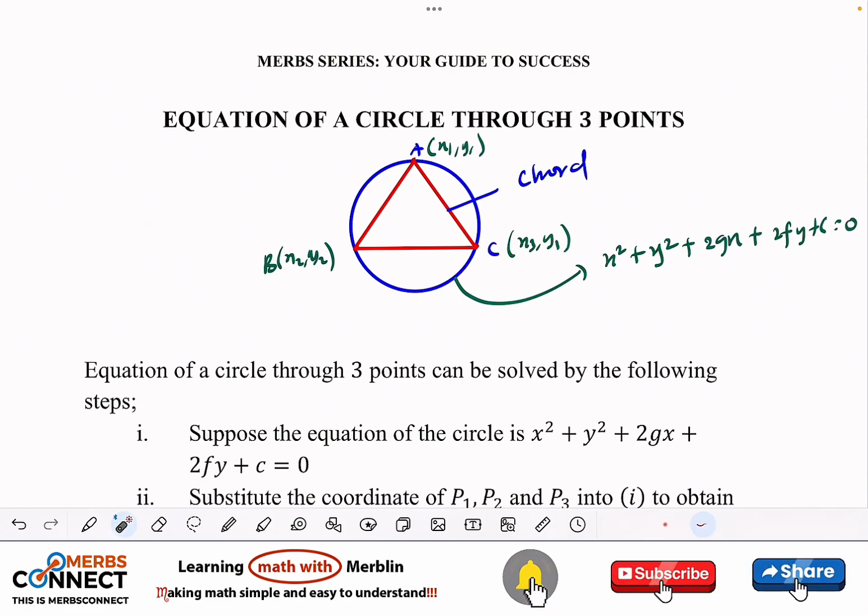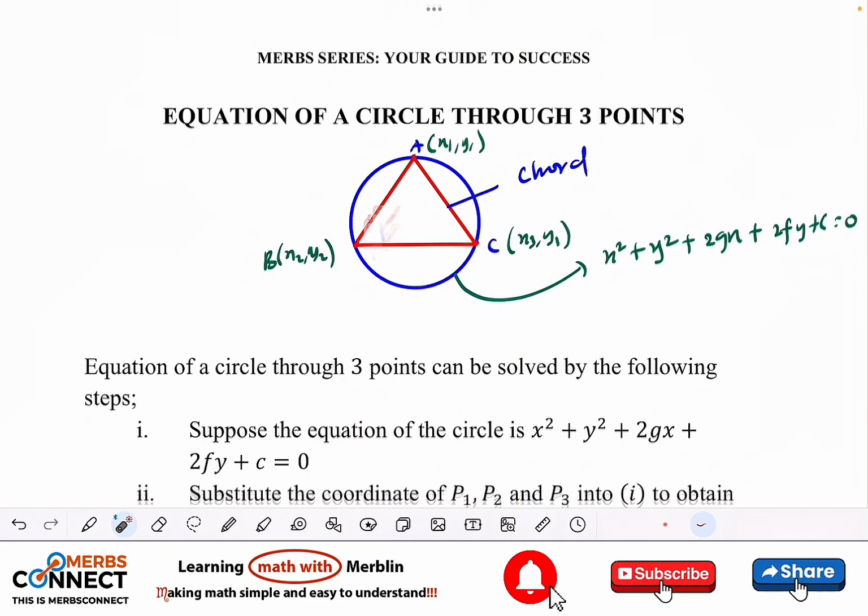Then what can I do? I'll plug this point into this equation, then I have one equation. I plug this point into the equation, I have another equation. I plug this point into the equation, I have another equation. So I have three equations that I'm going to use to solve three unknowns: g, f, and c. So basically that's what we are going to do.